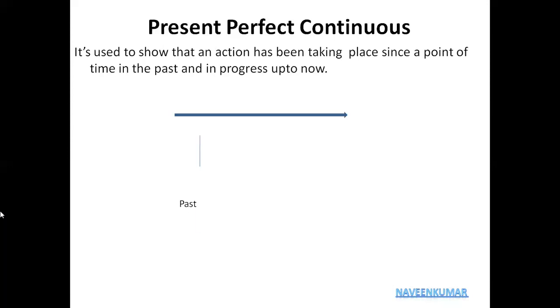So the action started here in the past, and it has been in progress for a certain period of time, whether it's minutes, hours, days, weeks, months, or years. And now also it's happening, and it may continue in future. So that is present perfect continuous tense. That's why it's called continuous. It is going on, and it may go on in future also.